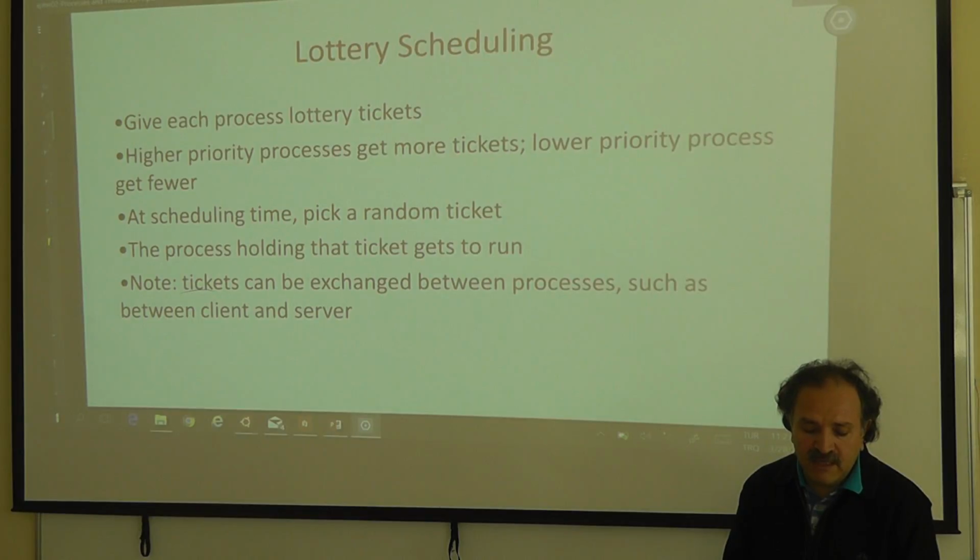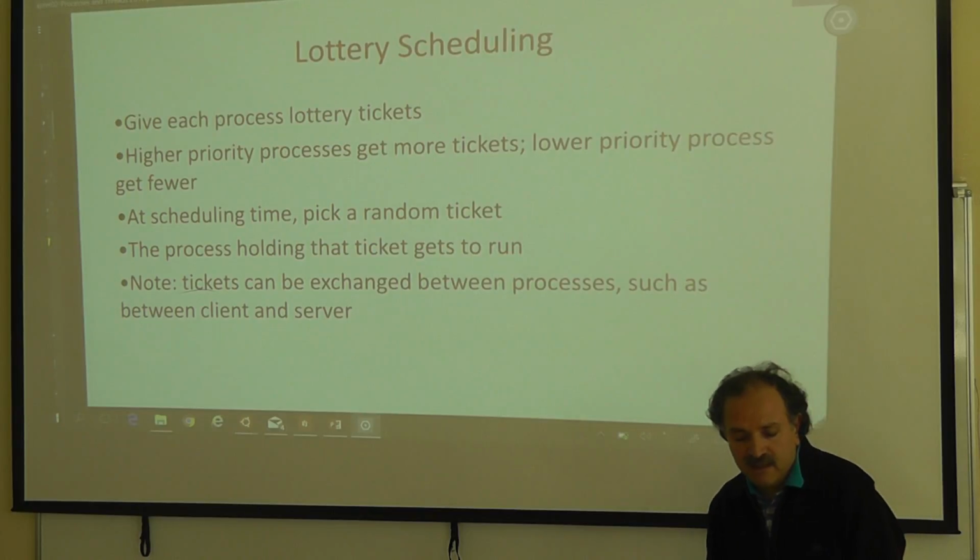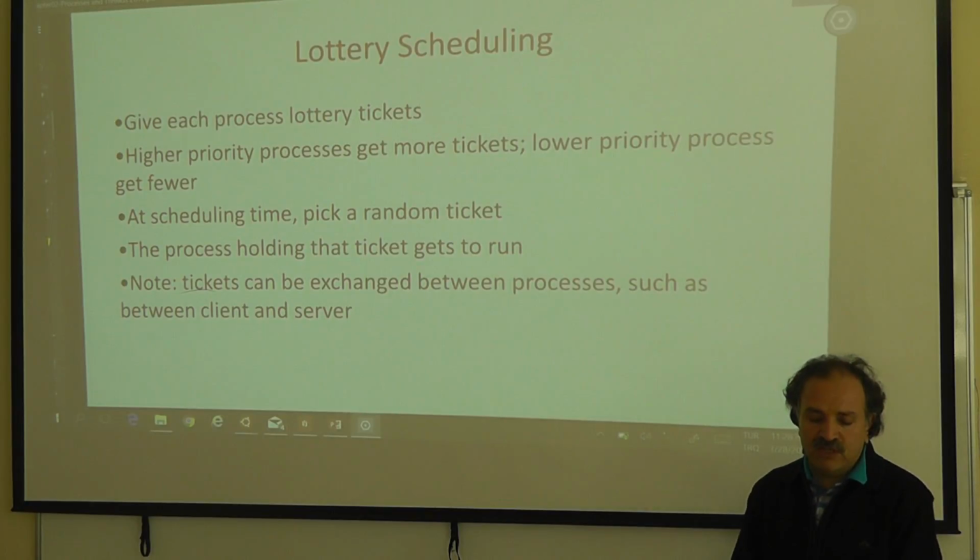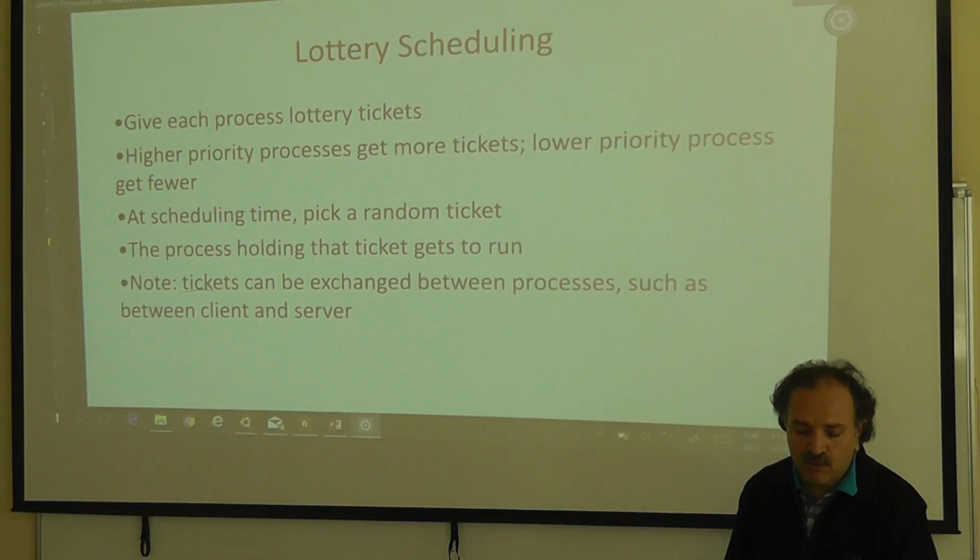And when you are doing the scheduling decision, you just pick a random ticket. Whoever holds the ticket gets the CPU. It's like lottery picking. So you give lottery tickets to each process, and when you are doing the scheduling, you just pick a random ticket, and whoever is holding that ticket will get the CPU.